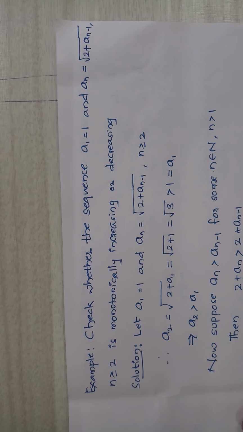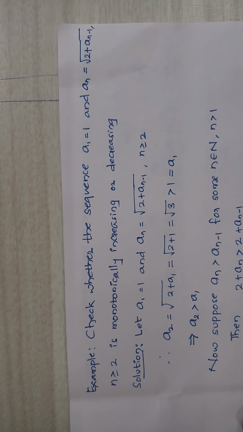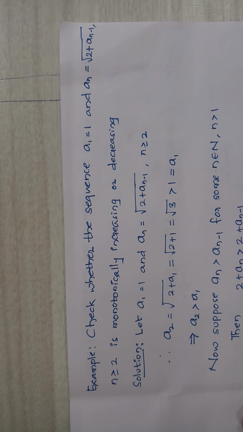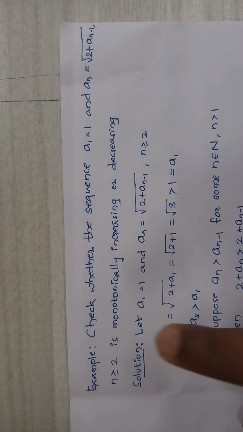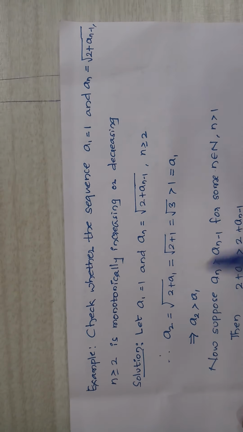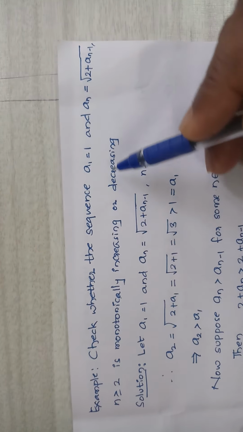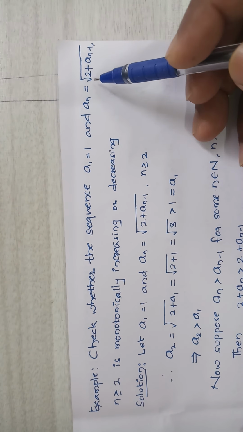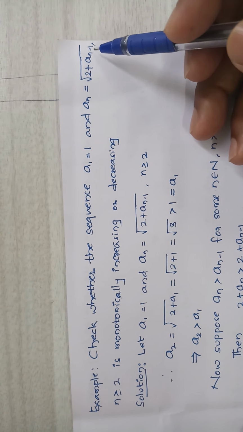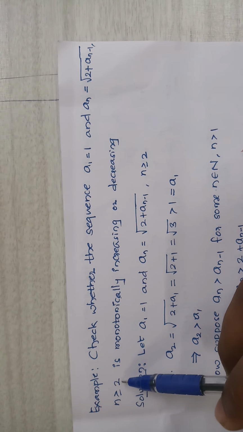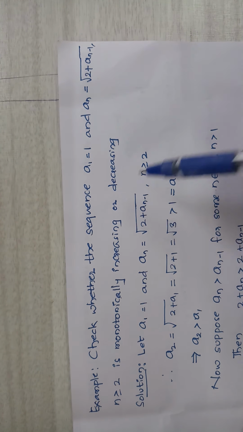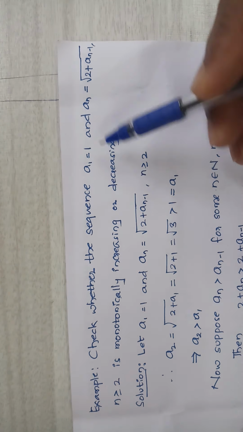Hey everyone, so let me discuss some examples on your first chapter, that is sequences. In that, monotonic sequence. Okay, so this is the example. Check whether the sequence a1 is equal to 1 and an is equal to square root of 2 plus an minus 1, where n is strictly greater than 2, is monotonically increasing or decreasing. We have to check.